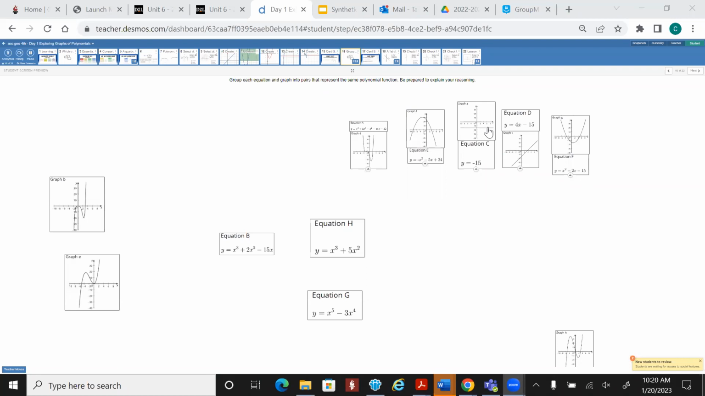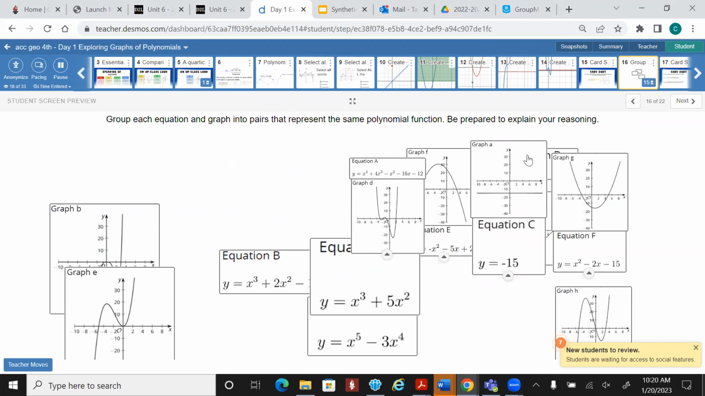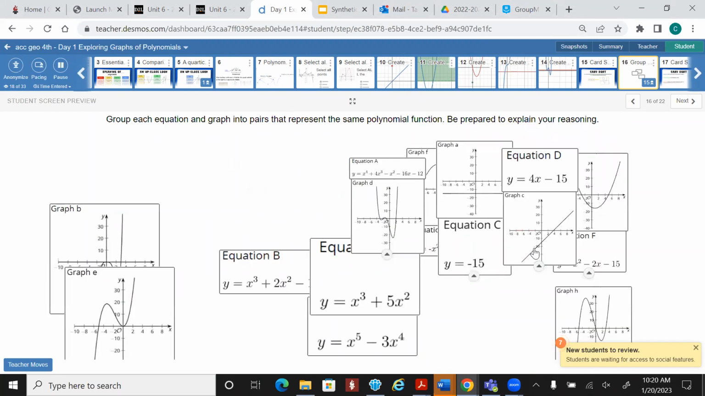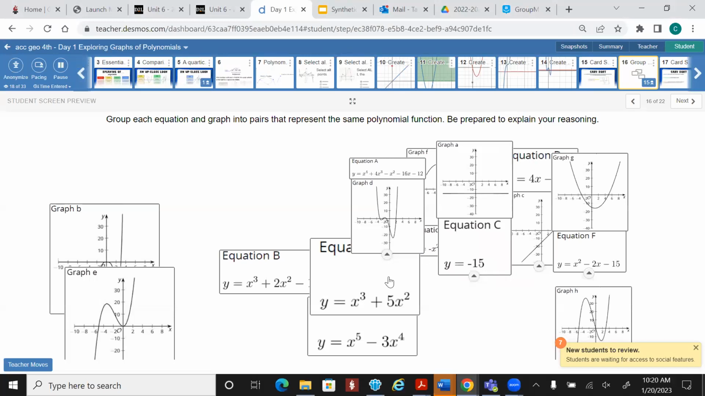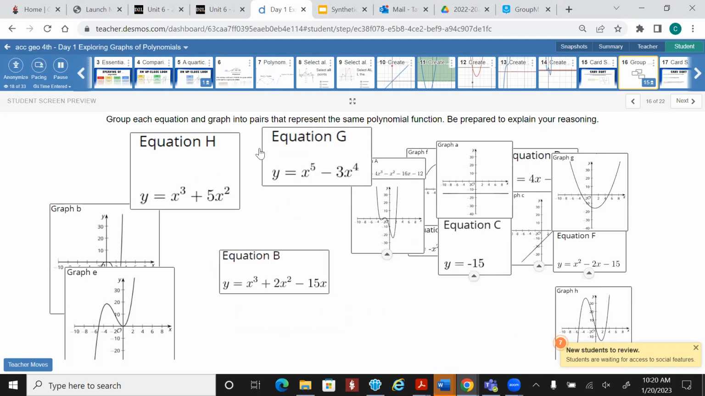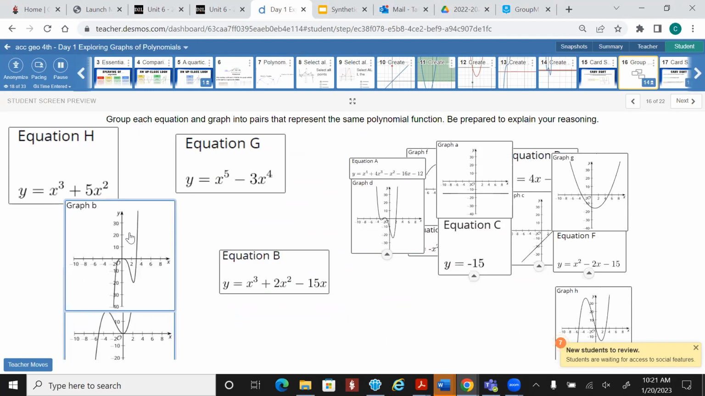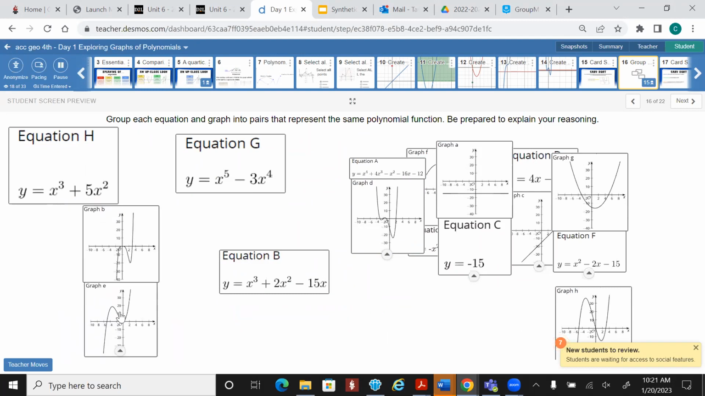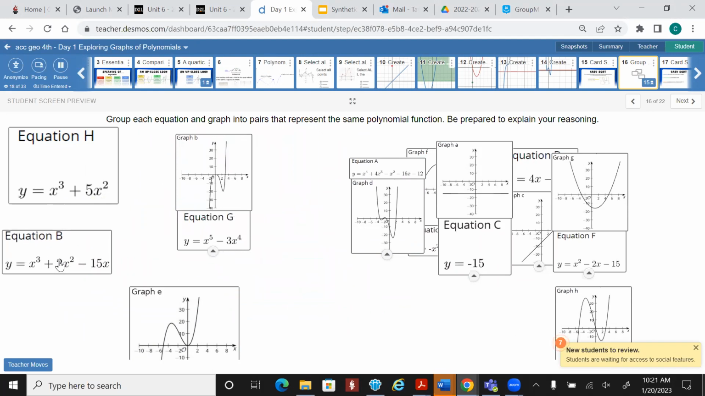Okay, so this is what I got going on right now. I put A and D together. I put F and E together. A and C together. It's equation D, graph C, graph D, and equation F. The only ones that I haven't done are the X to the third or X to the fifth. X to the fifth looks a lot like X to the third, so you have to be careful on that one. Okay, so graph B, equation G. And then what about these? These are similar. How do we tell the difference?